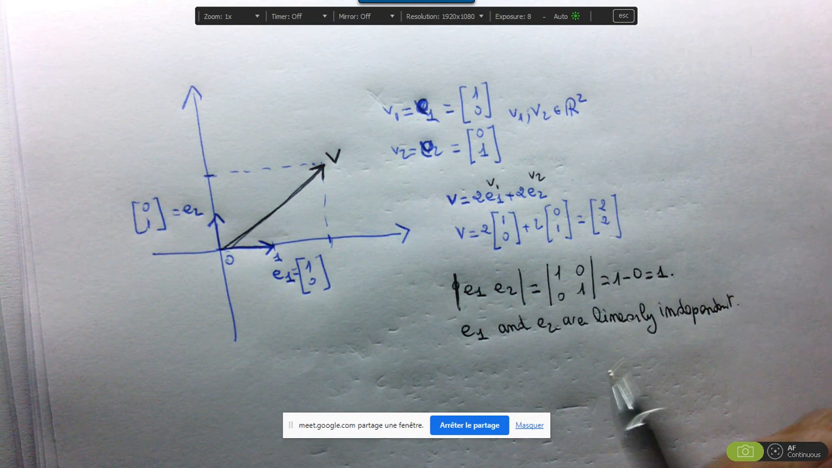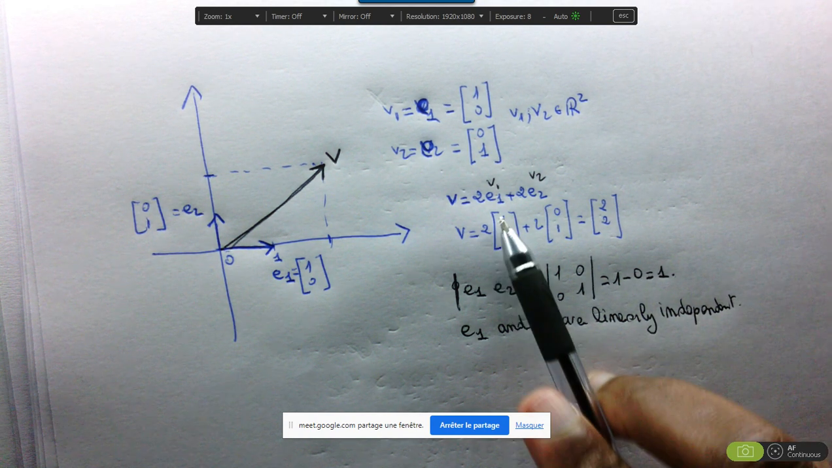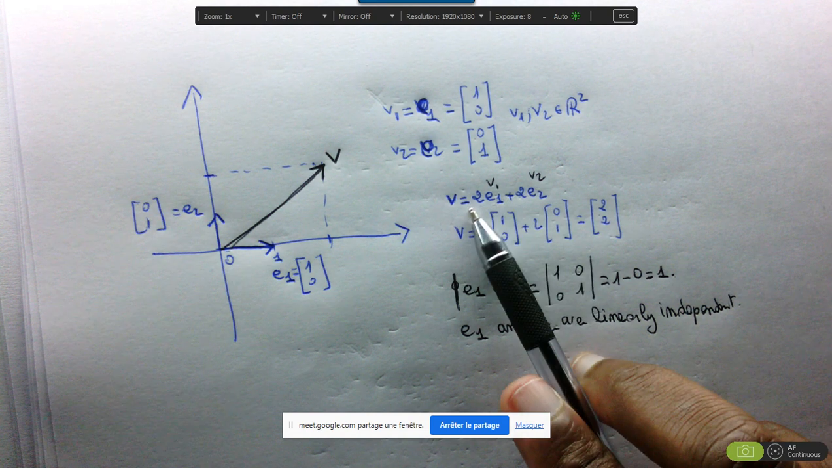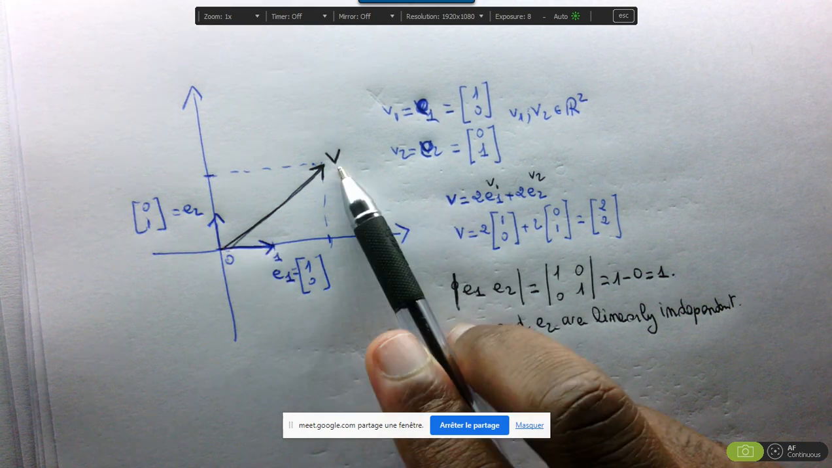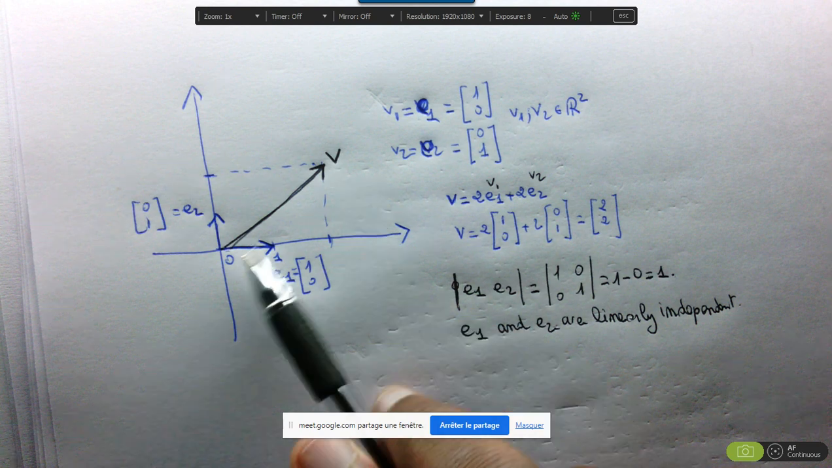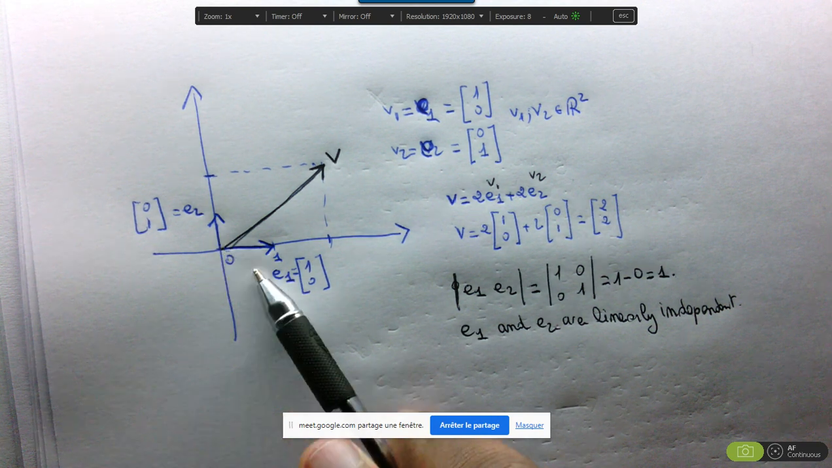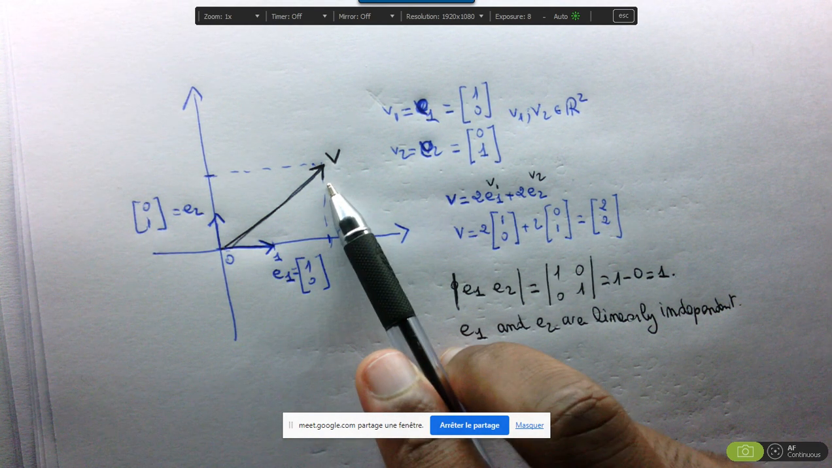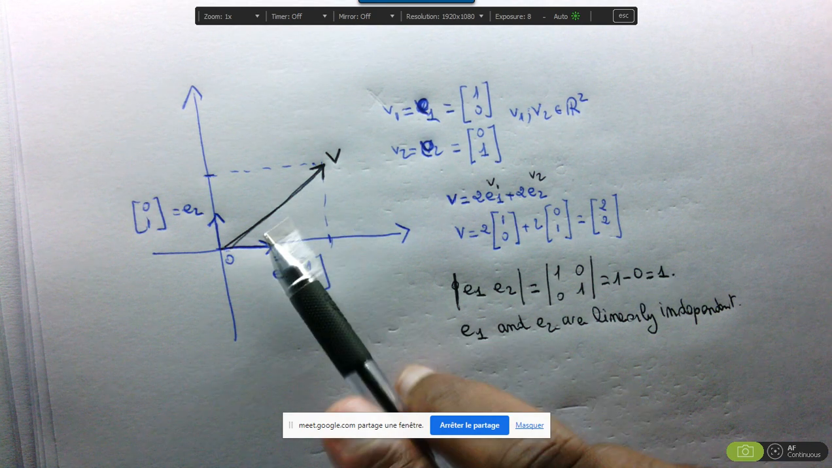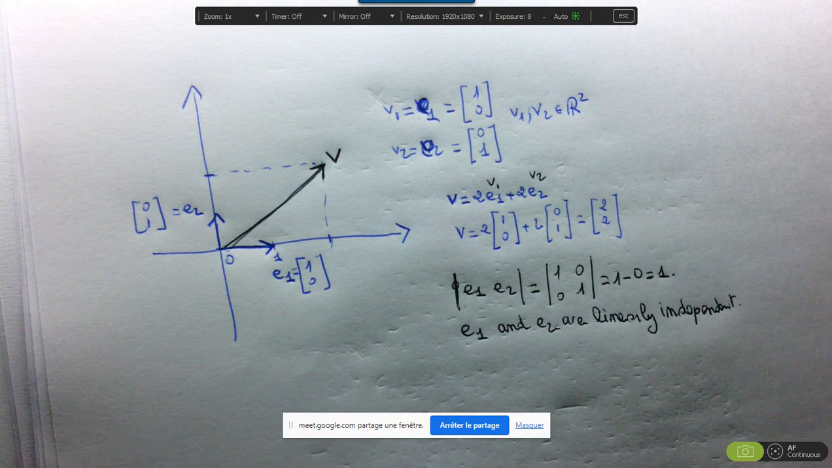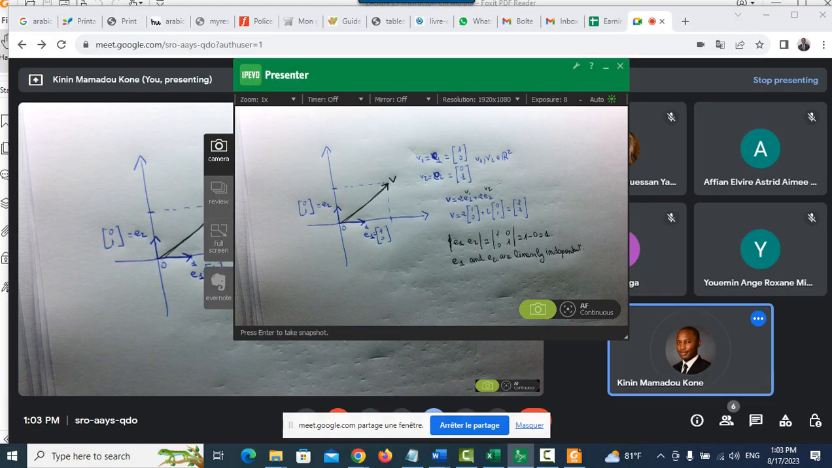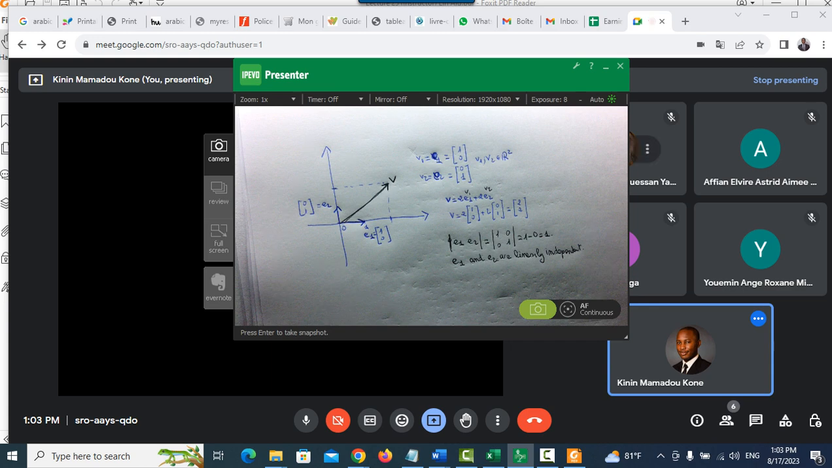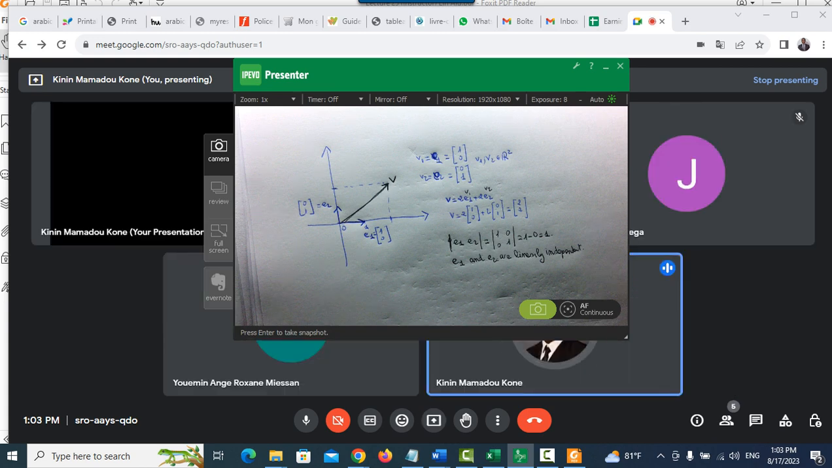Thus, the linear combination that we have here is unique for v, the vector v that we have here. That linear combination that was obtained by this combination of two vectors is unique. There is no other way you can be able to find something like that. So that's what the previous theorem was actually telling you.